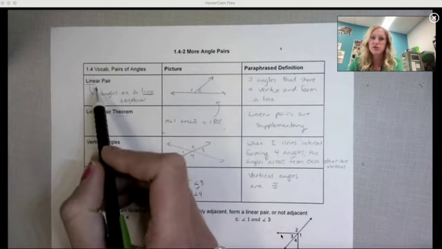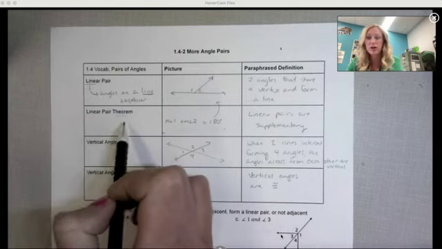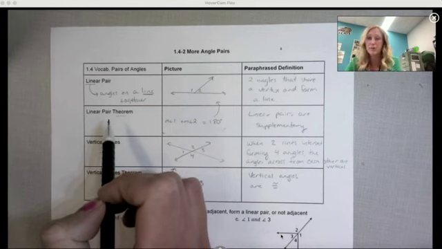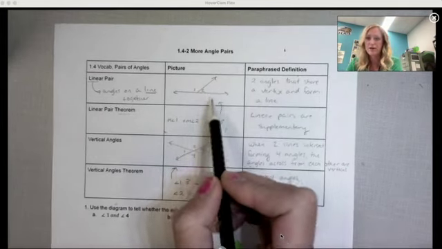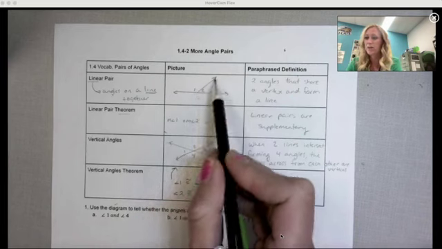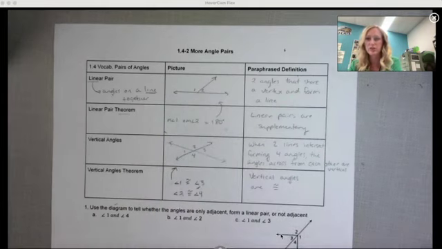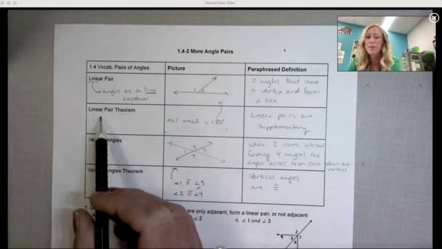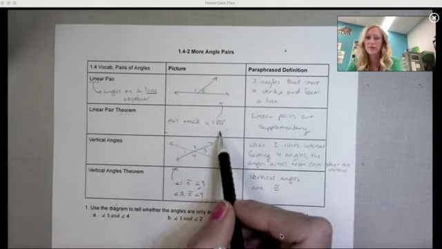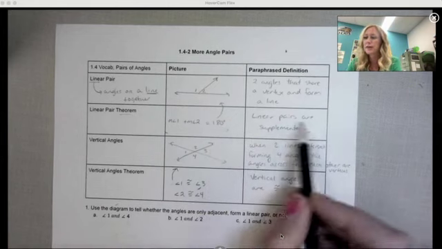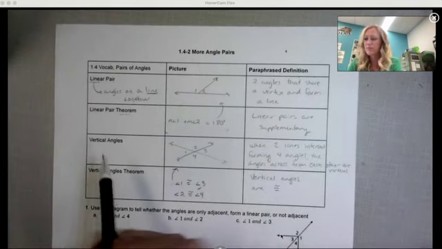So this is the definition of what it is, and then the theorem is a property that all linear pairs have. A linear pair is two angles on a line together. They're always going to share a ray, and they're always going to be adjacent. They're always right next to each other. And if we see it's a linear pair, the property it has is that it will always add to 180 degrees. So linear pairs are all supplementary.